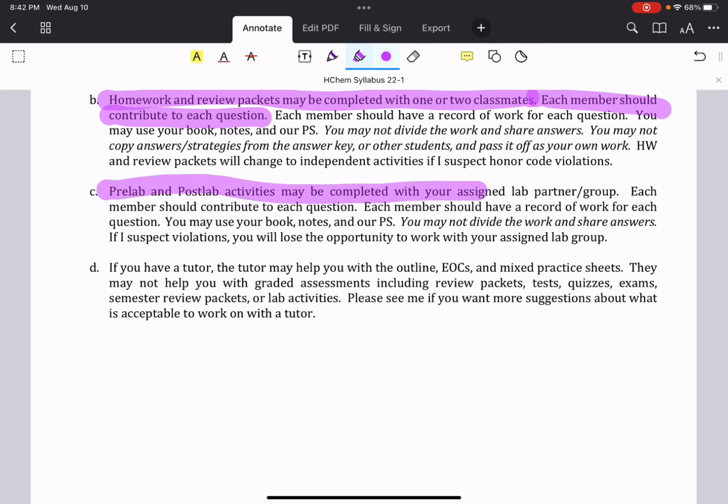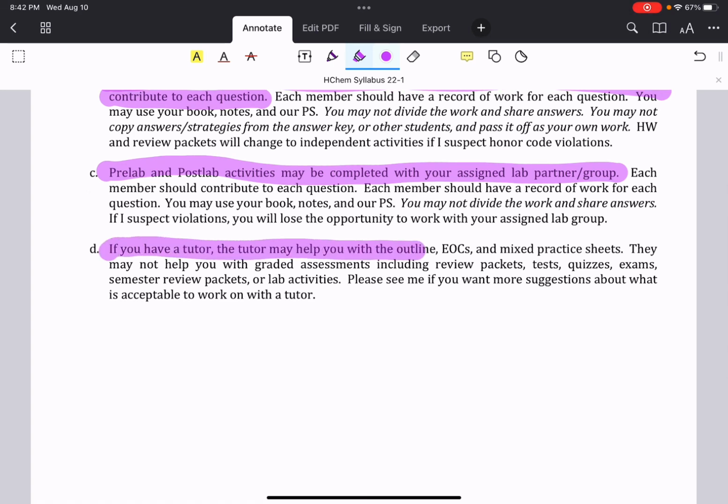Pre-lab and post-lab activities can be completed with your assigned partner or group. More often than not, lab groups are assigned randomly, right? So whoever is in your group, that's who you may work with. And again, no divide and conquer. If you have a tutor, the tutor may help you with these things, right? They cannot help with graded assessments, which include review packets, tests, quizzes, exams, semester review packets, or lab activities. If you do have a tutor and you're wondering what can I work on, and you want to sit down and tailor some specific things, come see me and I can help you pick stuff out if that applies to you.